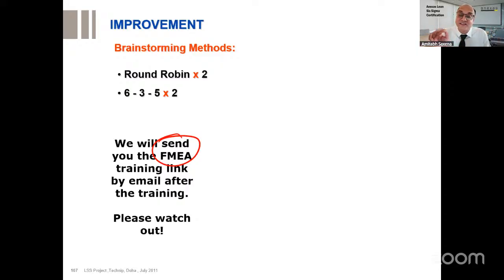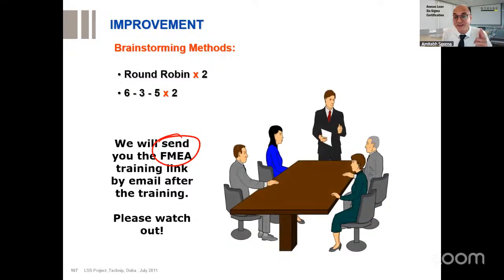How did you find this FMEA tool? Were you able to apply it? Were you able to get some benefit out of it? You will love it. I promise you, you will love it.